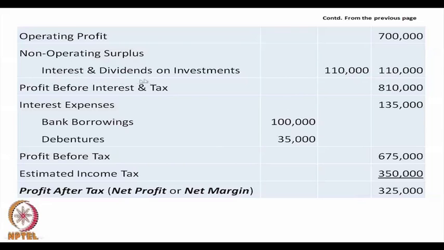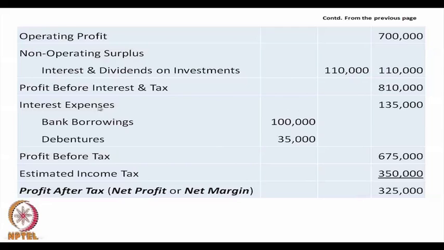Here, interests and dividends are added together, and they amount to 110,000 rupees, and this is to be added with the operating profit out of its own operations. Therefore, profit before interest and tax amounts to 810,000 rupees.